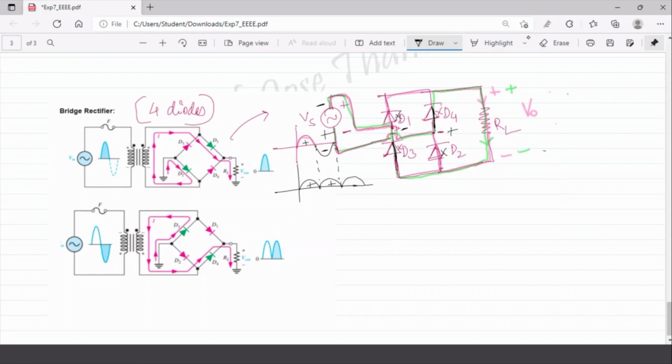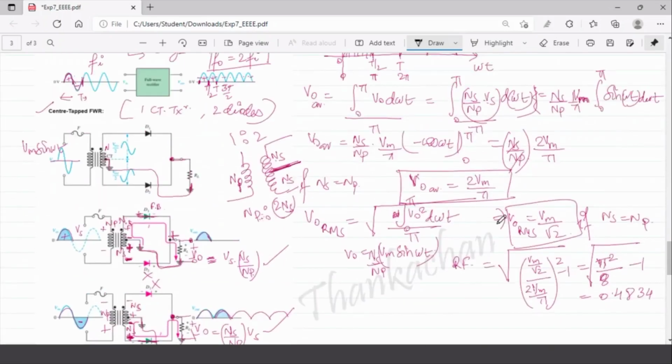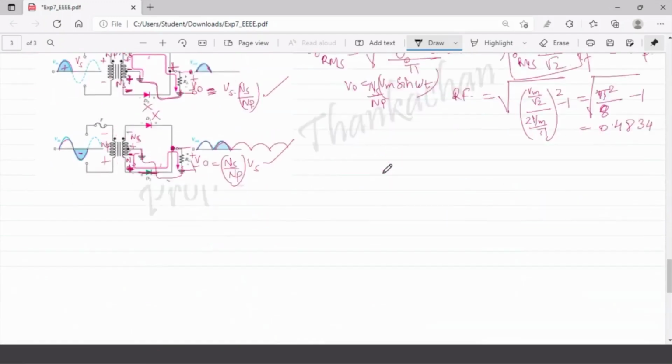If I ask you what is the average value, how will you find it out? You will find out the same way. This is Vm, because this is your Vm sin omega t. This is peak value Vm sin omega t. When D1 is on and D2 is on together, what will happen? V0 is equal to Vs itself. And here also V0 will be equal to Vs itself. So T by 2 and this is T. Same waveform you will get, only difference between that of a center tapped rectifier circuit, the same analysis, same way to derive. Only thing is that this Ns divided by Np term will be missing here.